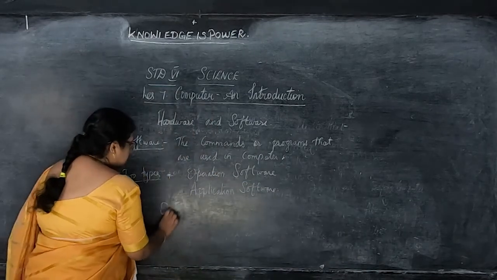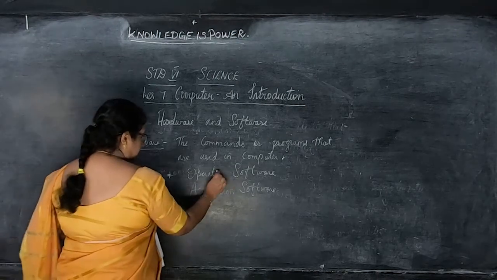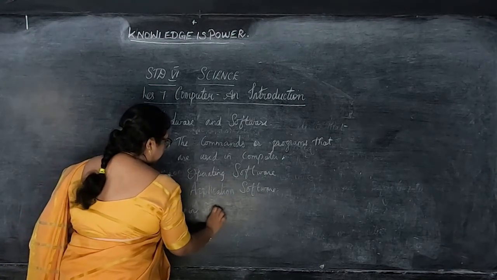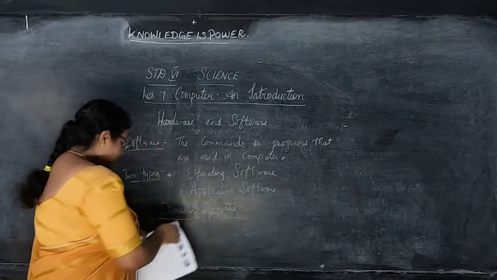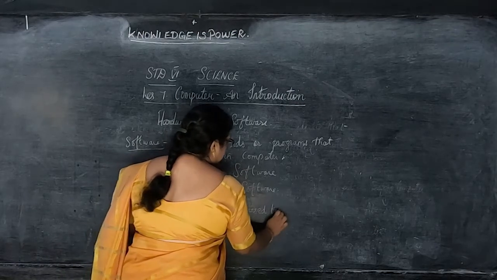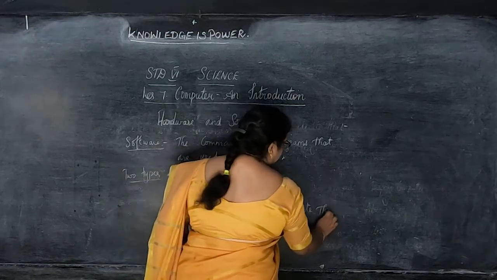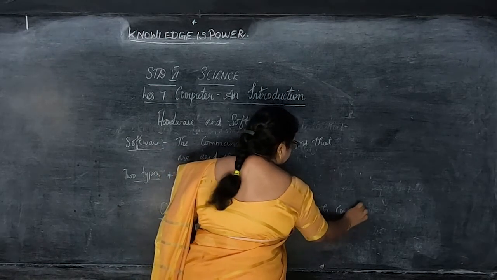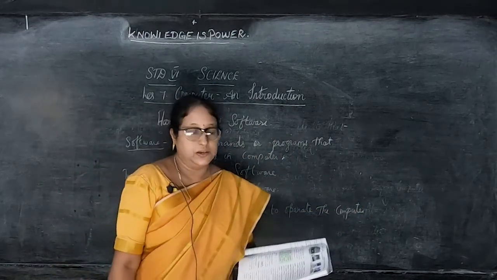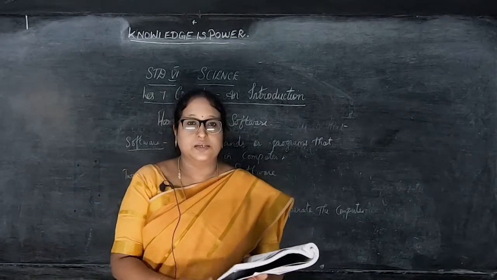So first we are going to see the operating software. Operating software is nothing but the software used to operate the computer. That is, operating software is used to operate the computer. I think they are familiar with Windows and Linux, which they have given.